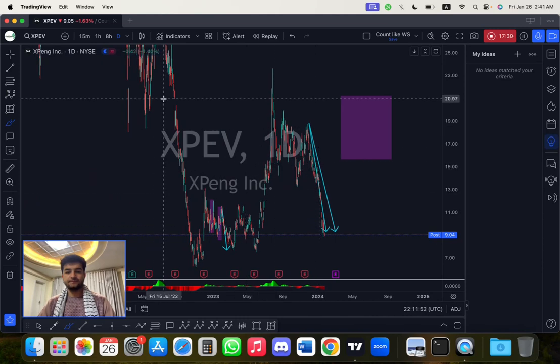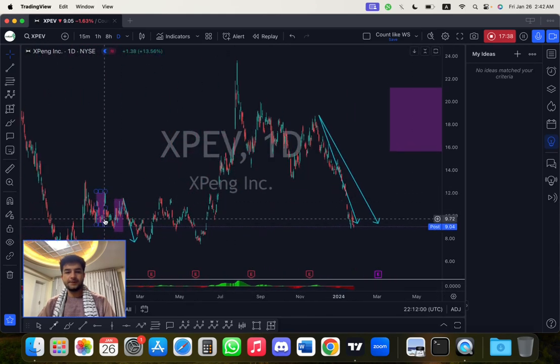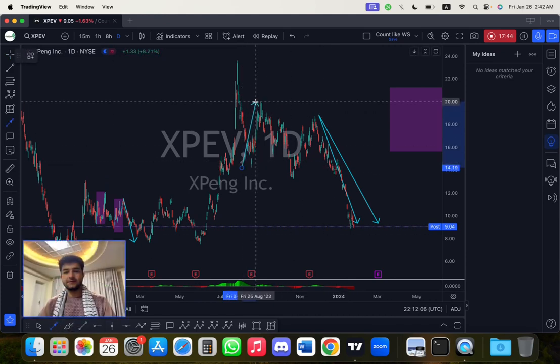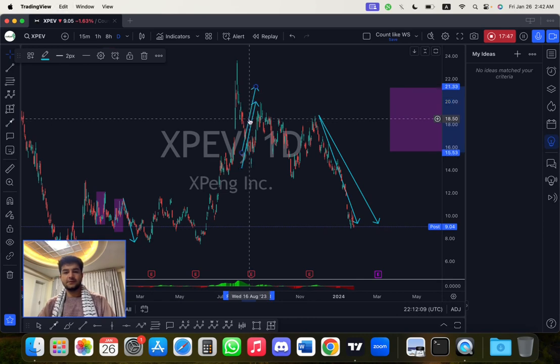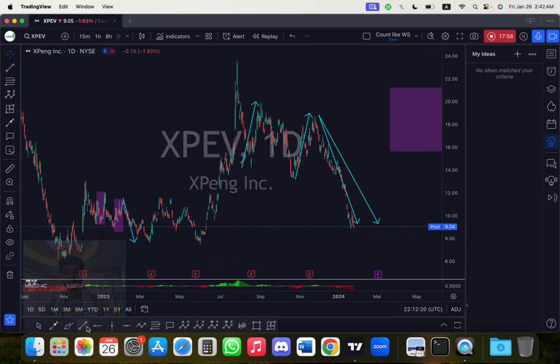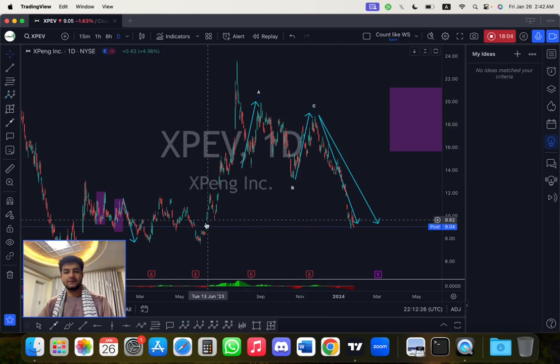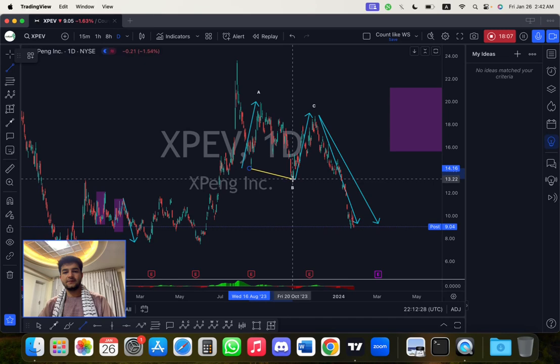Using the same rules, very easy. I was expecting this to come down because you have this and this, they are equal in size, and your wave B took much more time than this C and A. Let me do the codification. A, B, C. So if this is an A, B, C, it means it's a B wave for something.